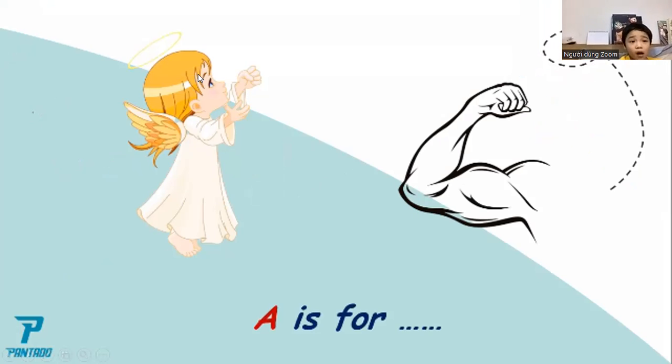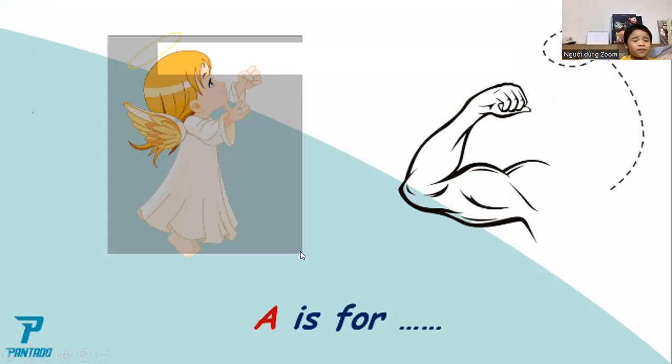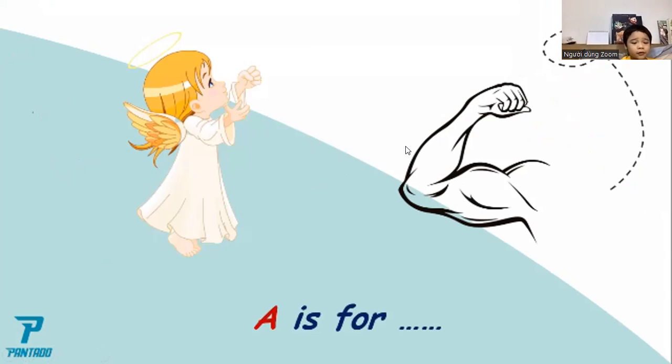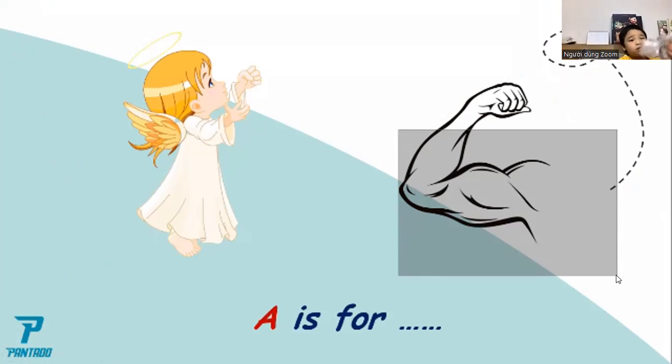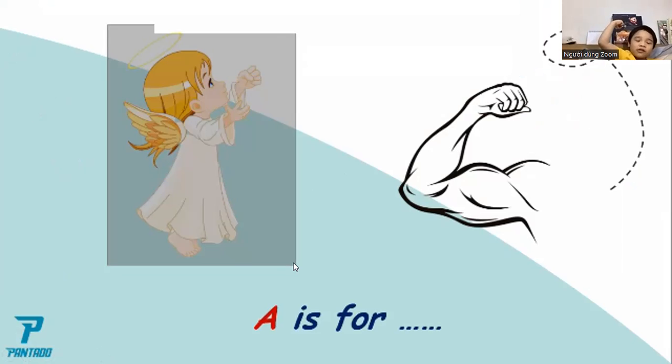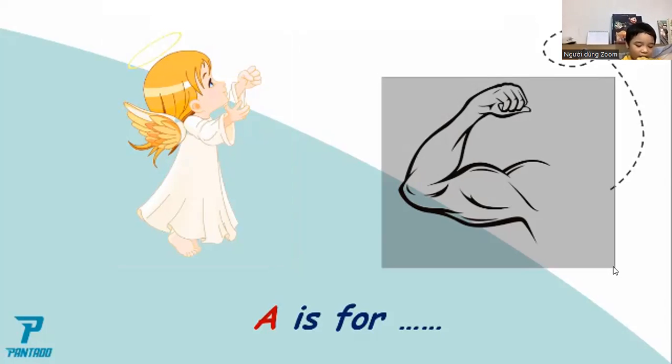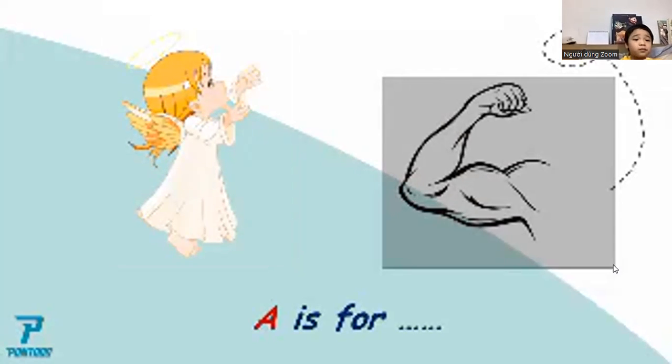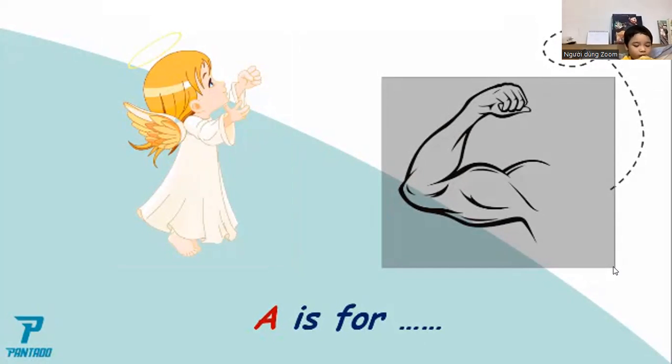Okay. So now, kindly look at this picture. What is this? A for angel. A for angel. Okay. How about this one? A for arm. A for arm. Okay. So now it's your turn. What is this? A for? Kindly look at the picture. Angel. You say angel. Very good. What about this one? A for? Okay, you say A for arm. A for arm. Very good.